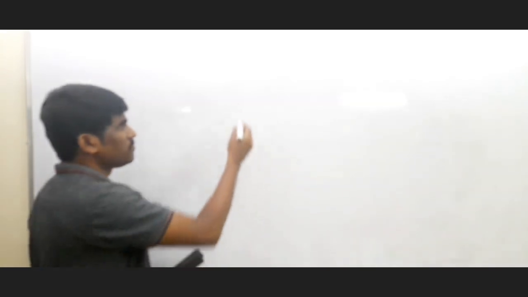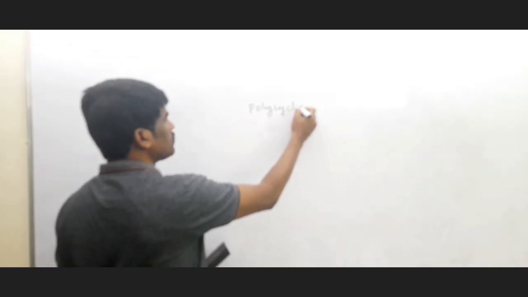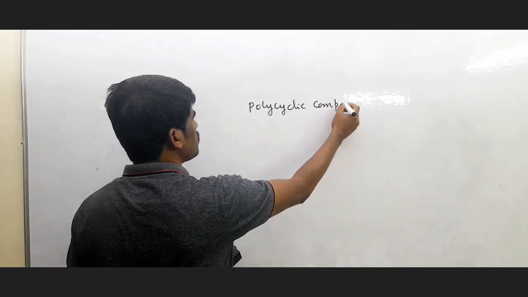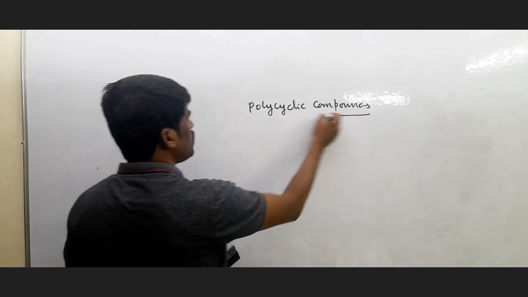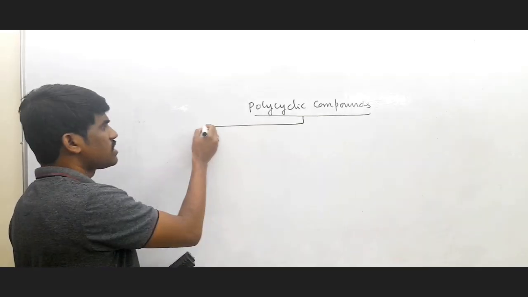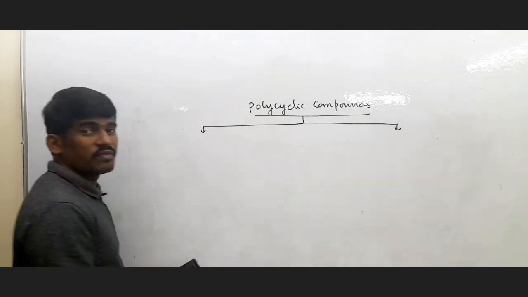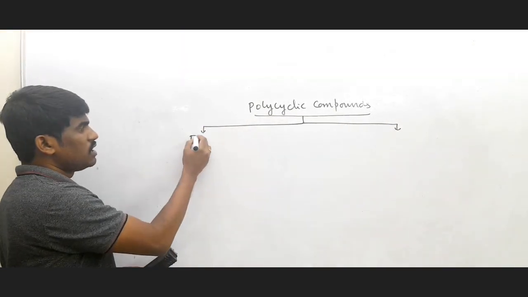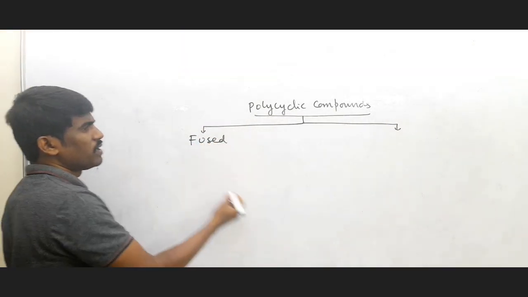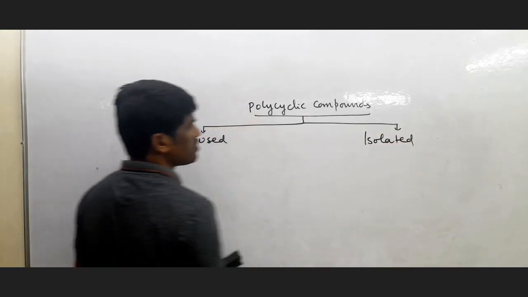Now so far we have discussed heterocyclic compounds. Now let us talk about polycyclic compounds. Polycyclic compounds are again classified into two types, children. One is fused polycyclic compounds and another one is isolated polycyclic compounds.